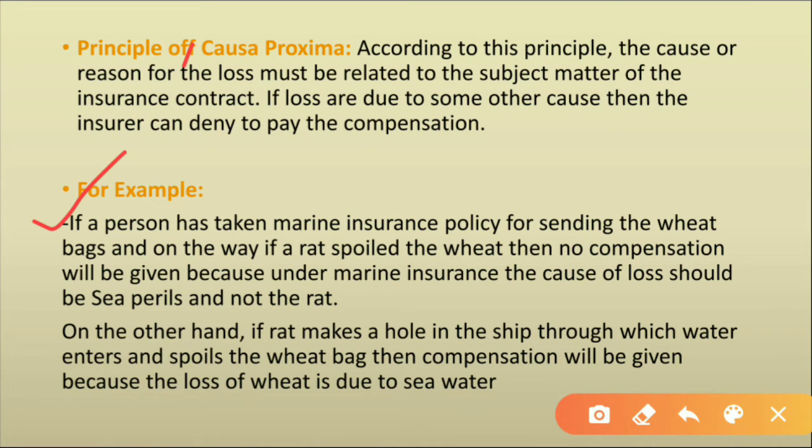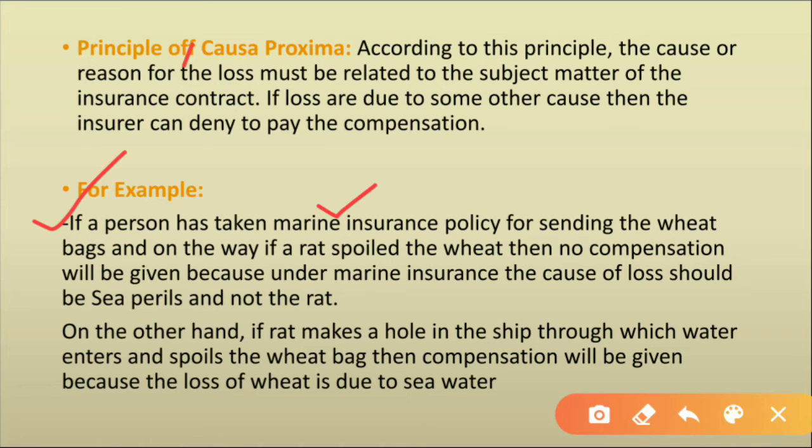See the example, students. If a person has taken marine insurance, marine means the sea or water, if a person has taken marine insurance policy for sending the wheat bags, and on the way if a rat spoiled the wheat, then no compensation will be given. Okay, अगर एक person ने marine insurance लिया है and he is sending the wheat bag, now wheat bag जो destroy हुआ है, it is not due to the river, not due to the sea and water, it is due to the rat.